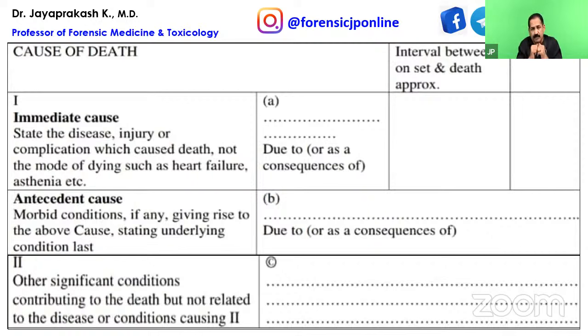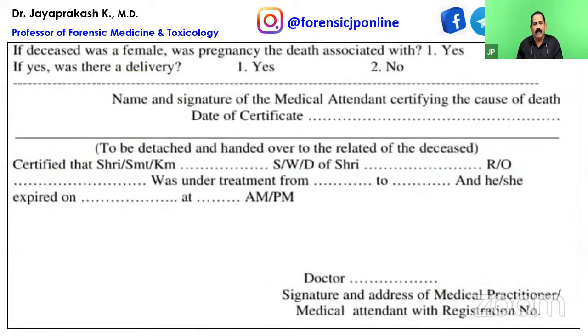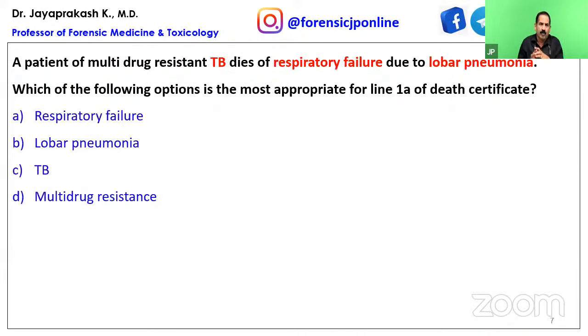Roman 2, other significant conditions contributing to the cause of death, but not related to the disease or condition causing it. Then comes, if the deceased was a female, whether the death was associated with pregnancy, yes or no. If yes, was there any delivery, yes or no. Then you write the name of your medical officer, your name, and you put your signature there. Now, most important topic.